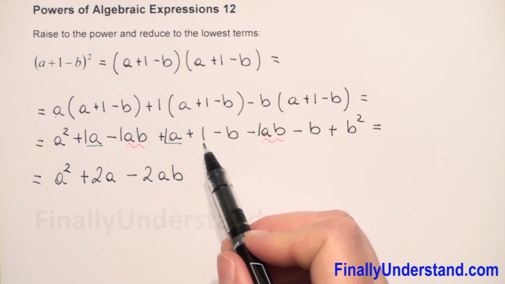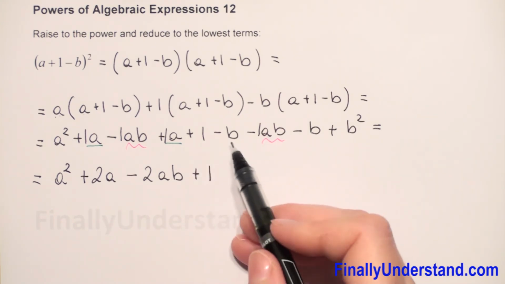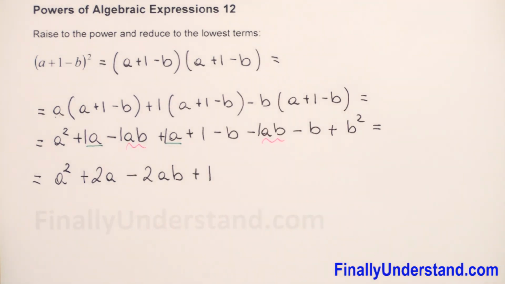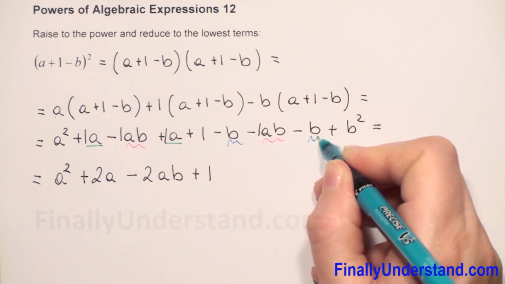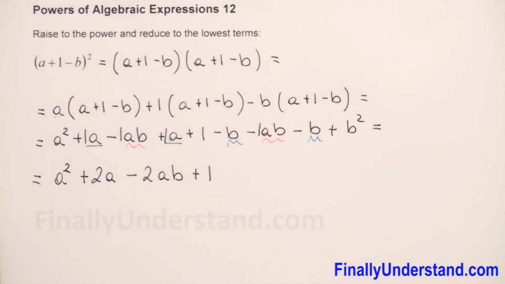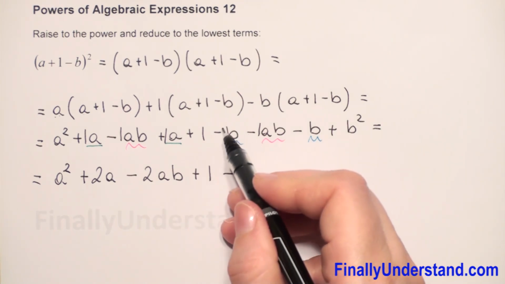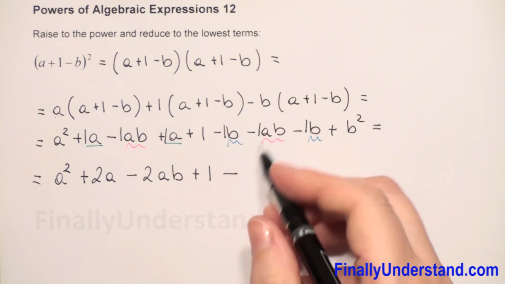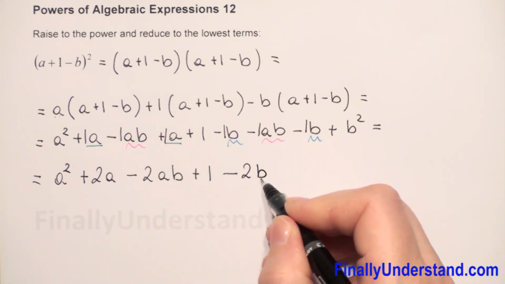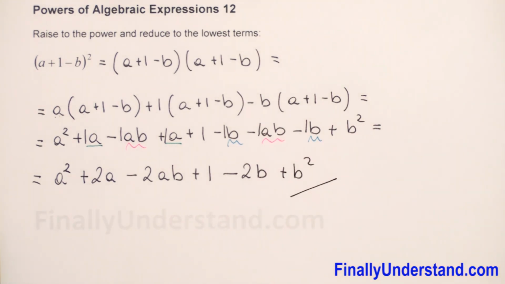Next we have 1 and we don't have any other number, so we copy the 1. Negative b and negative b. Again we have like terms. How do we do this? Both like terms are negative, so we keep the negative sign. And when we don't have coefficients, always an invisible 1, like I said. 1 plus 1 is 2. We just rewrite b. And at the end we have b squared. This is my solution.